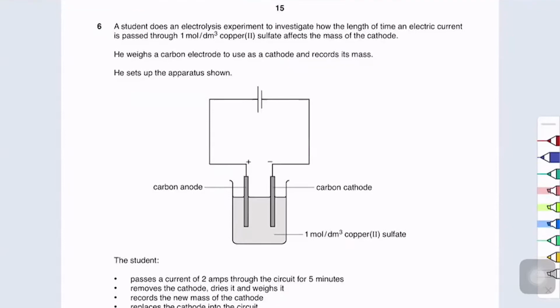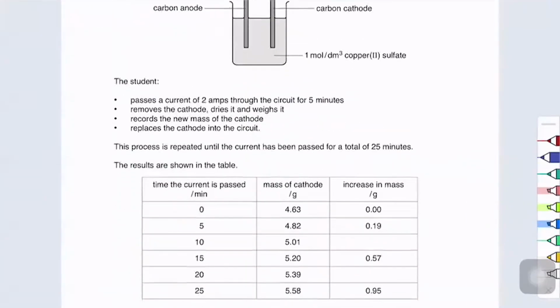A student does an electrolysis experiment to investigate how the length of time an electric current is passed through 1 mol per dm³ copper(II) sulfate affects the mass of the cathode. Of course, this is copper(II) sulfate. We would expect copper to be plated onto the cathode. So the longer it takes, I'm expecting the greater the mass. The student passes a current of 2 amperes through the circuit for 5 minutes. So you have the time, you have the current. People who study physics know that you can put them together and get the charge traveled.